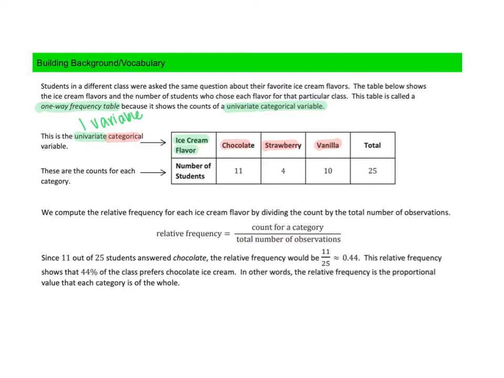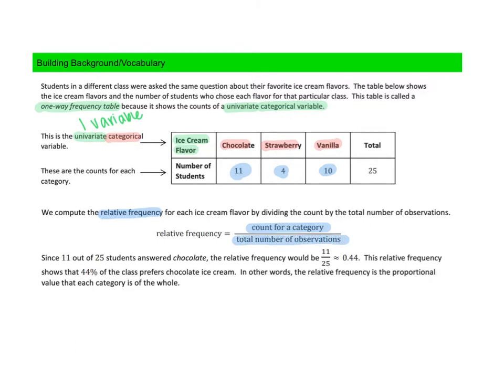And then down below, it gives you the counts, right? You compute a relative frequency. So these are the frequencies, 11, 4, and 10. And we find a relative frequency by doing the count for each category divided by the total.